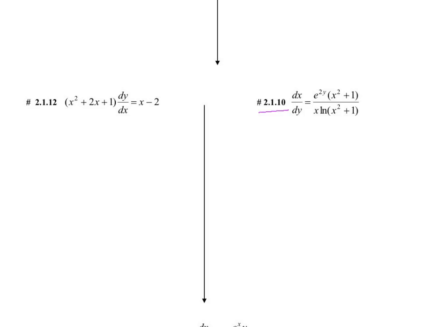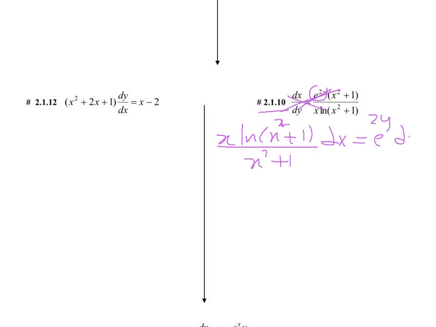Another exercise is number 10. Again here, the separation is very obvious. You can bring the dy here with e to y and bring the x function to this side, so you can say x ln of x squared plus 1 divided by x squared plus 1 dx equals e to y dy. And then integrate both sides.